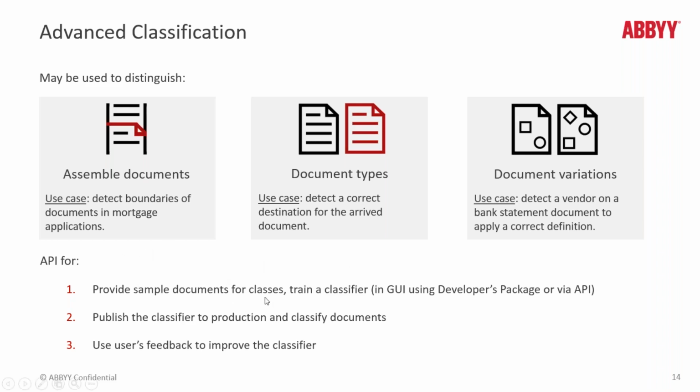You can provide sample documents for the classes and train the classifier. You can use the GUI in the developers package or the API, so you have one or the other. You can publish the classifier to production and classify the documents. You can use users' feedback to improve the classifier as well.